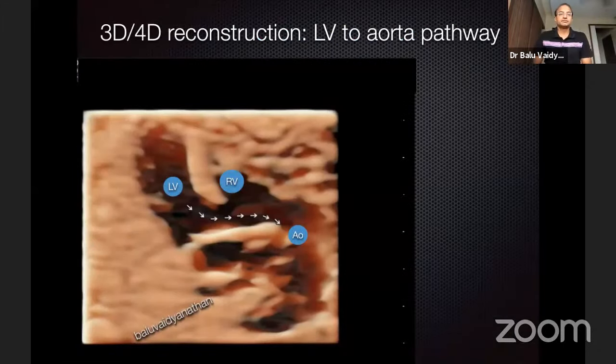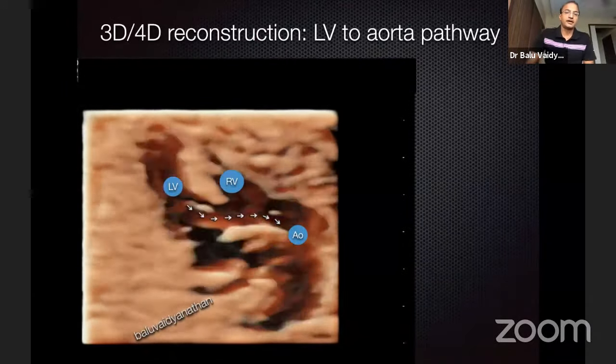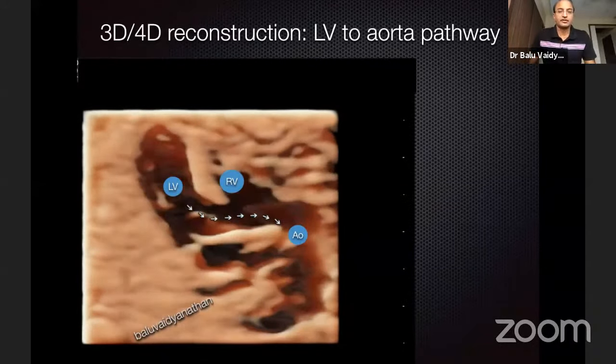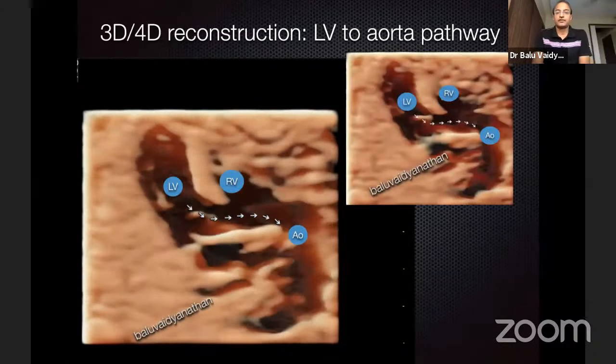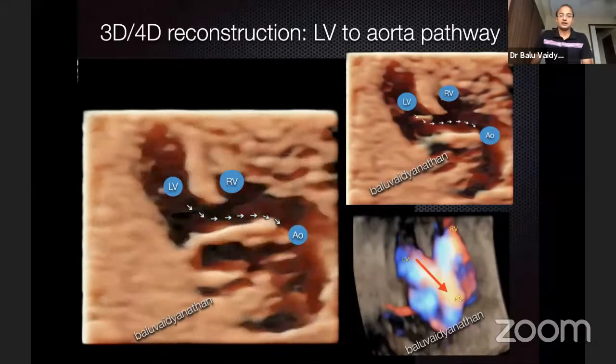Now I'm going on to some 3D reconstructed pictures to show the LV to the aorta pathway. We can very, very clearly imagine how this is going. The arrows are showing the aorta is totally from the right ventricle, but we can see the clear path from the LV to the aorta. And by color flow, we can see that's the way the LV to the aorta channel will be created.